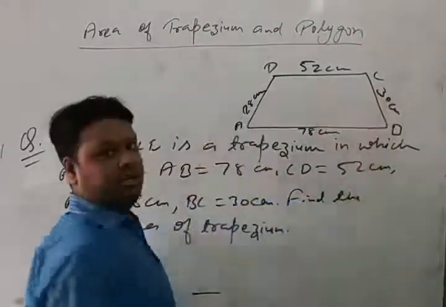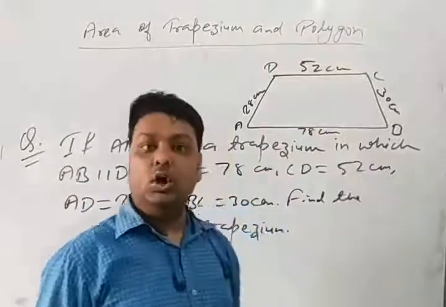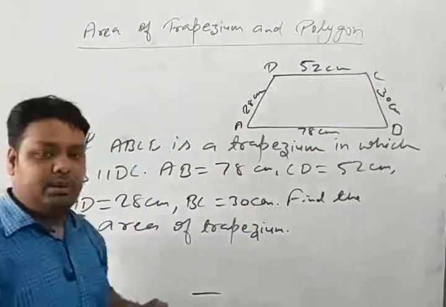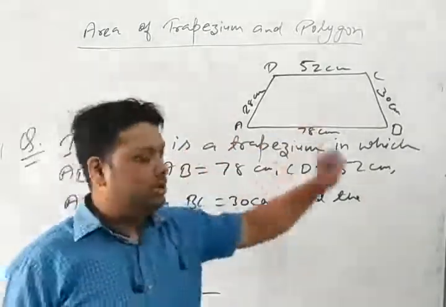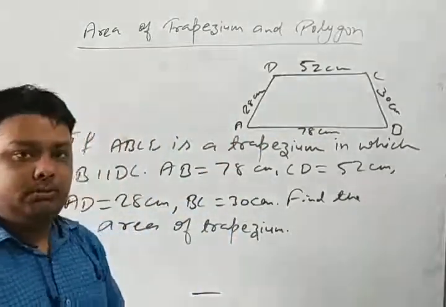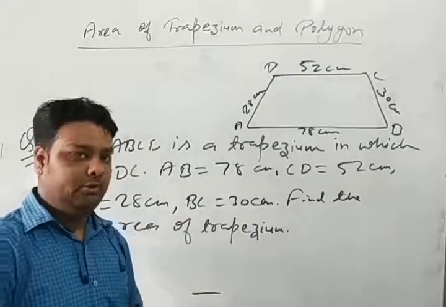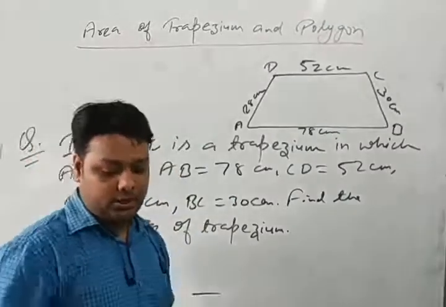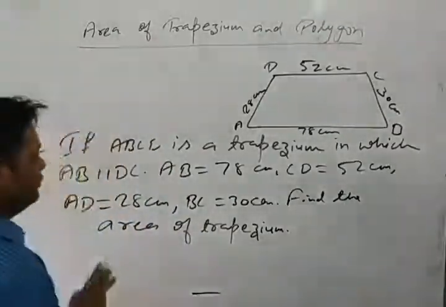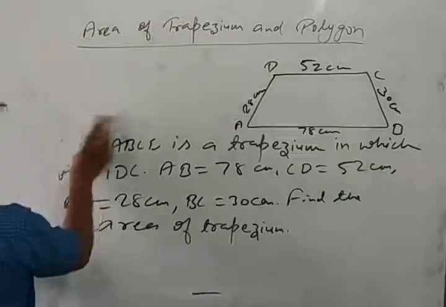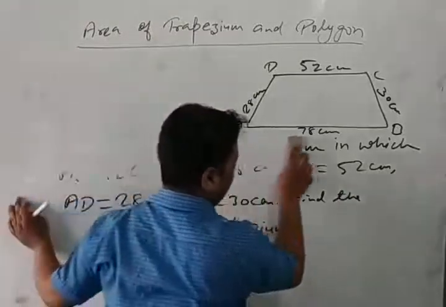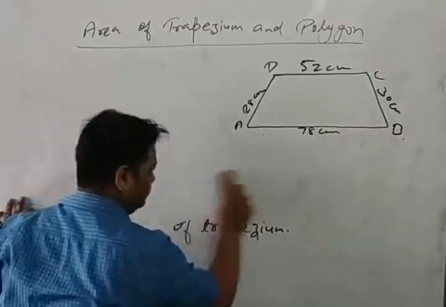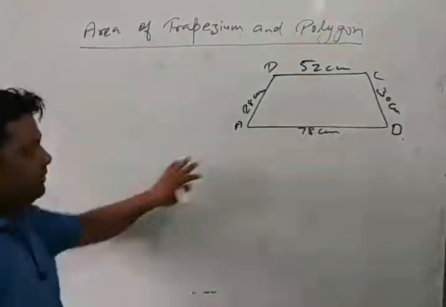In this case, you can see that both non-parallel sides are not equal. Then how can we find it? In the previous class, we discussed that if both sides are equal, then we need the Pythagoras theorem to find the height of the trapezium. But if both sides are not equal, then we will use Heron's formula. In the previous class, we have already discussed Heron's formula. So let's solve. Everything is given in the question.